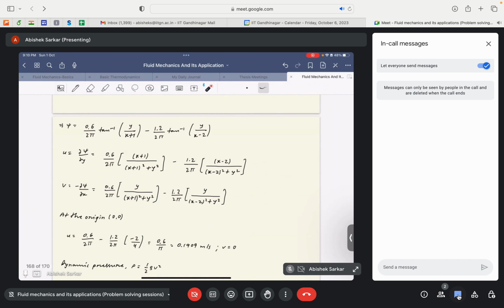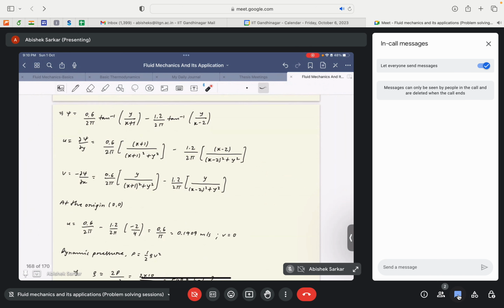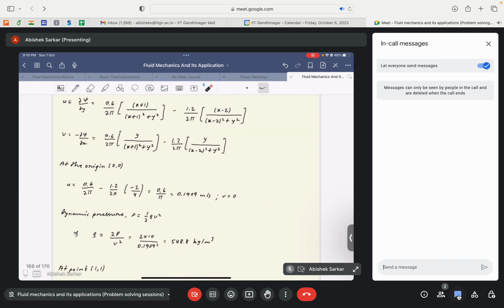Now at the origin x and y both are 0, so substitute x and y equal to 0 in this expression to get that u is equal to 0.1909 meter per second and v equal to 0. Why? Because both are numerators we have y, and since both of them are 0, we get v equal to 0. So the dynamic pressure is then evaluated as P is equal to half rho v square, but at the origin P is given but rho we do not know, so we need to get rho from this expression. So we get that rho is equal to 2 into P by v square.